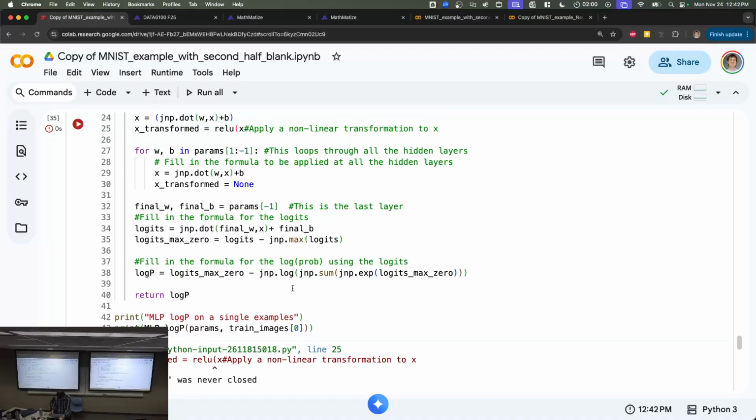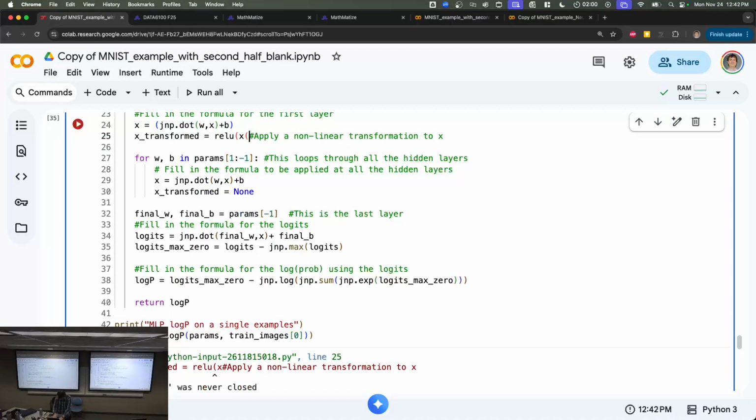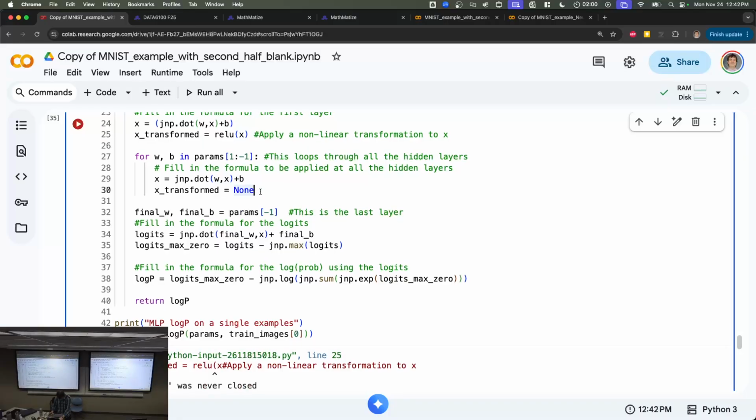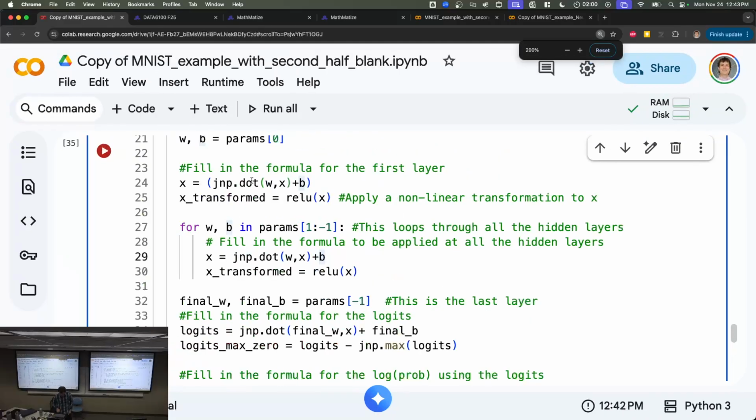Oh, and I misclicked to run it before the bracket was there. Very good. Okay, let me make sure I'm not missing something. Then x transformed, I will do ReLU of x. Okay, there's one small bug in this line. Does anyone see the bug? It would be very tempting to run it now and be like, great, I added it in. But what's the bug in this line?